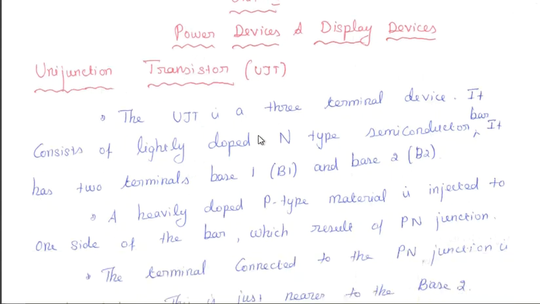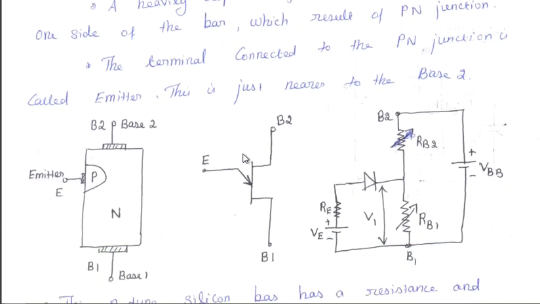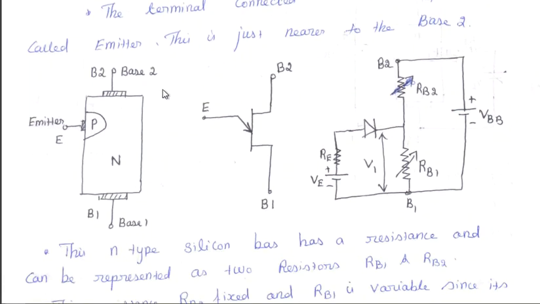It consists of a lightly doped N-type semiconductor bar. It has two terminals named B1 and B2. B1 is nothing but base 1 and B2 is nothing but base 2. A heavily doped P-type material is injected on one side of the bar, which results in a PN junction. The terminal connected to the PN junction is called the emitter. This is just nearer to base 2.